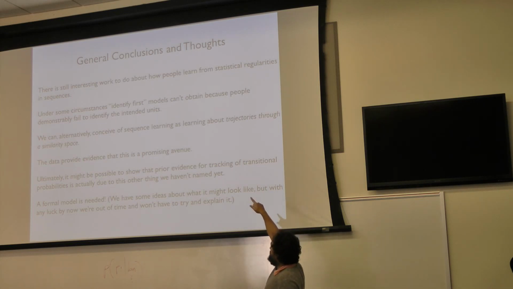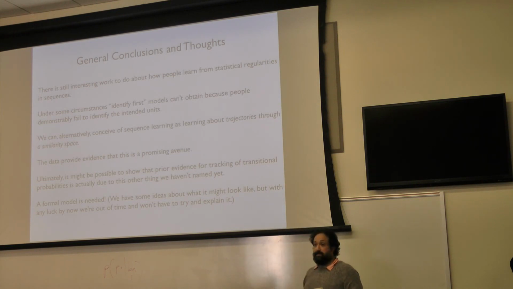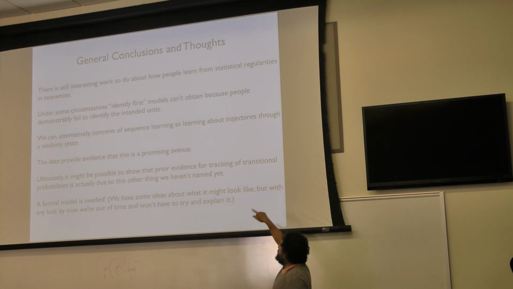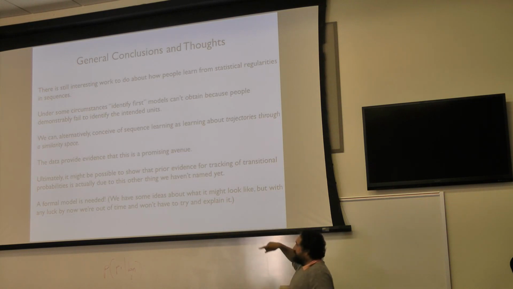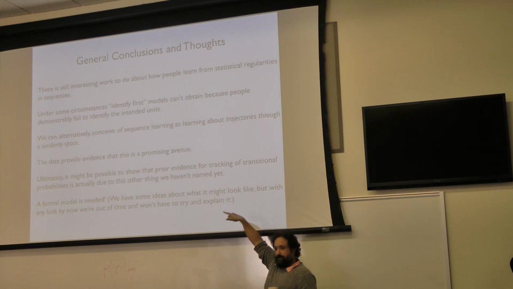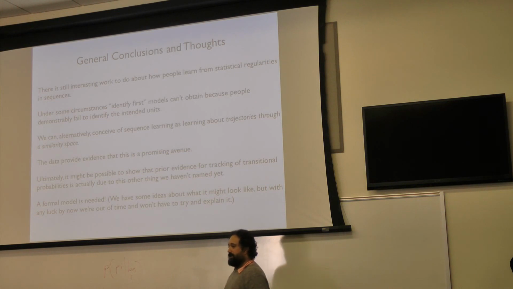Under some circumstances, identify-first models can't really obtain because people demonstrably fail to identify the intended units. That was the initial demonstration that I showed you. But we can conceive of sequence learning as learning about trajectories through a similarity space, and at least the last experiment and some of what I told you suggests that's a reasonable avenue to pursue. And it might be possible to show that prior evidence for tracking of transition probabilities is actually due to this trajectory-through-space phenomenon that we haven't named yet.